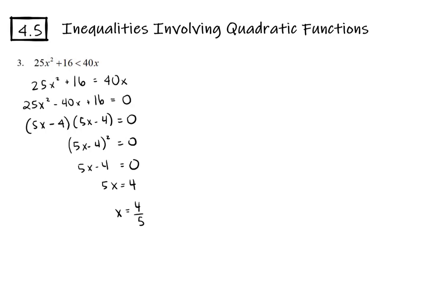Okay, so then we're going to put 4/5 on the number line. So I'm going to draw the number line. I'm only having one number on it, and so that means I have two regions. And so I'm going to separate these into two regions.